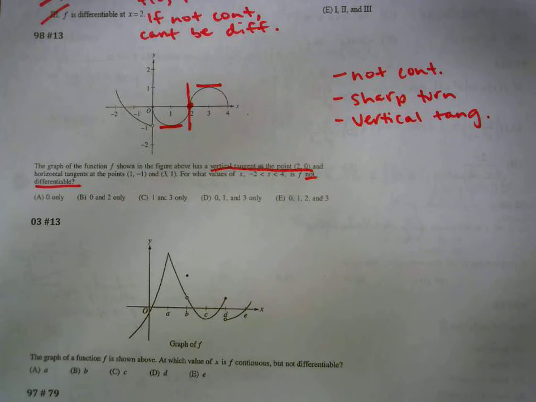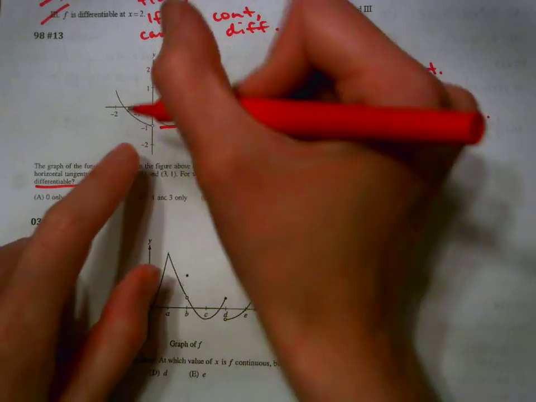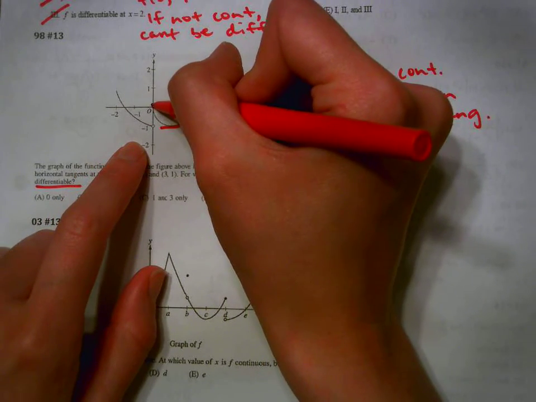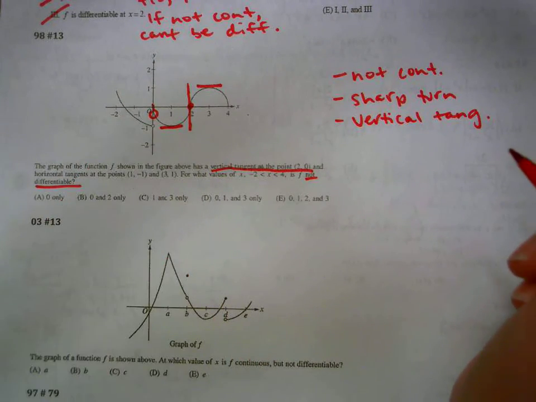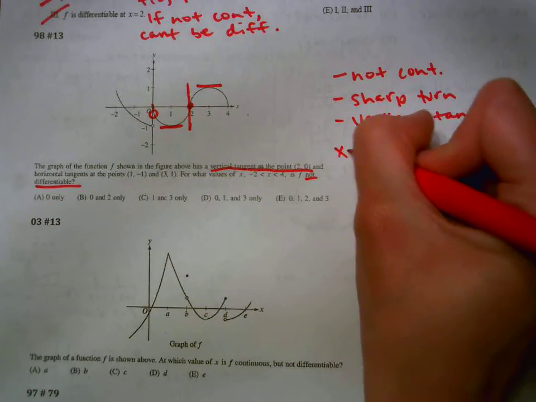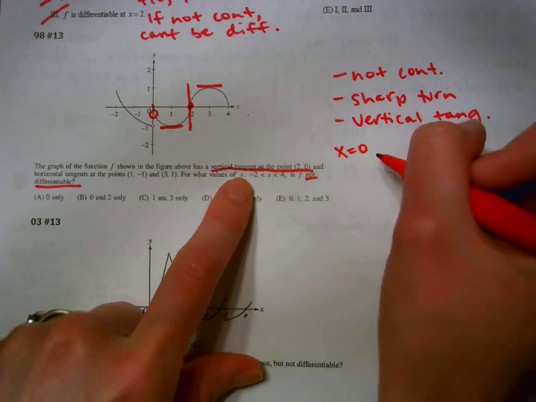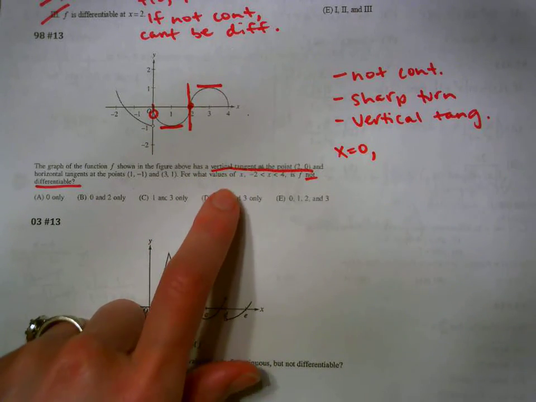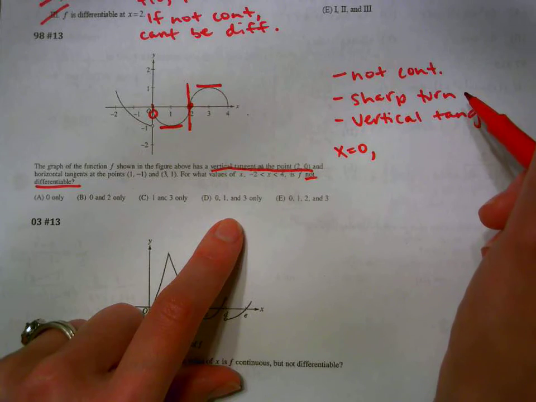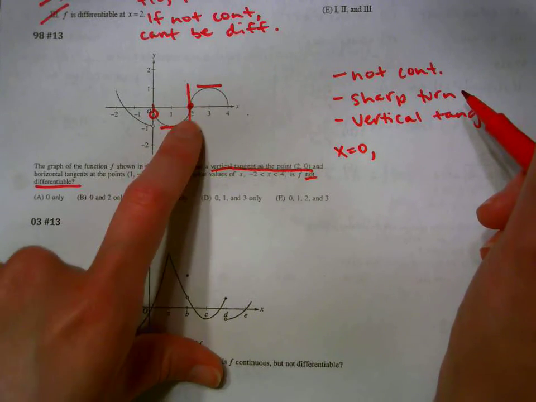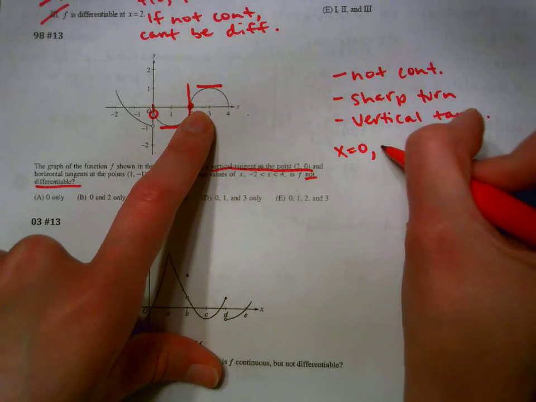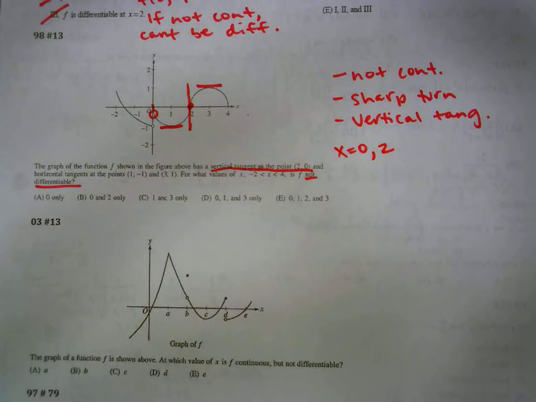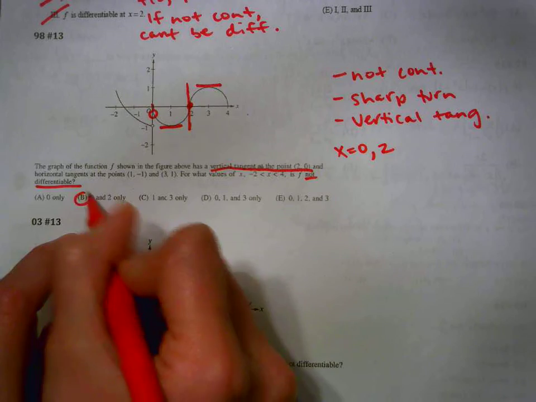So where on this graph is it not continuous? Where is there a discontinuity, a jump, hole, or vertical asymptote? Right here, right? This is a jump at x equals 0. So at x equals 0, it's not continuous. So that is one of the values of x. And then, does it have any sharp turns? No, these are not sharp turns. And the vertical tangent line is at 2. So that's another spot. So that would be this answer.